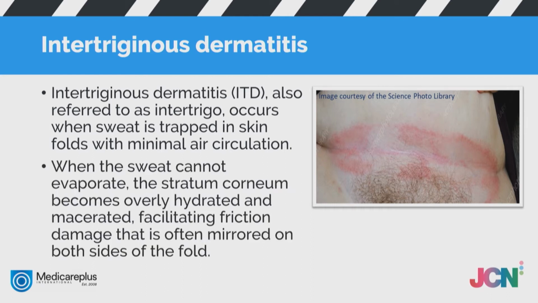So when the sweat cannot evaporate, the impact on the stratum corneum is that it becomes overly hydrated and macerated, and equally facilitates friction damage in the skin fold that is often mirrored on both sides of the fold. So you can see the axilla damage in the image on the slide, and it's mirrored on either side of the skin fold because of the movement of the arm and friction damage.